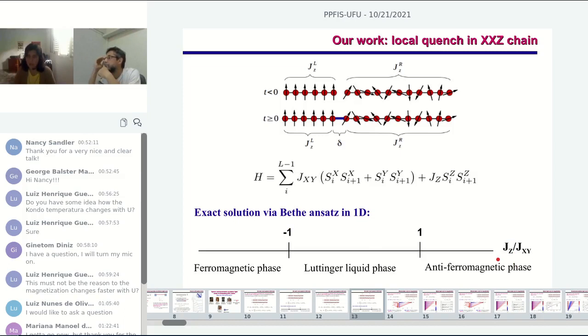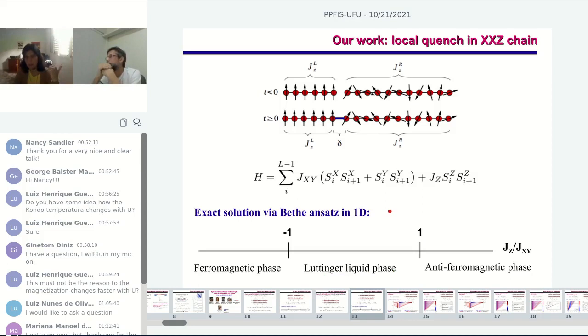If Jz is smaller than -1, then we minimize energy by having two spins in neighboring sites pointing in the same direction. That is, we have a ferromagnetic phase. If Jz is larger than 1, it's the opposite. We minimize energy by having opposite spins in neighboring sites. And in between, if Jz is between -1 and 1, we have a paramagnetic phase, as the one in the right chain. This is the Luttinger liquid phase.